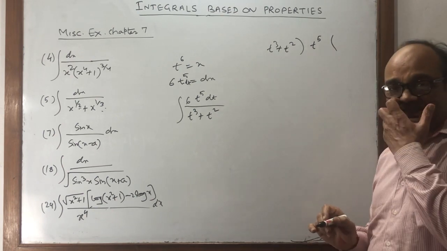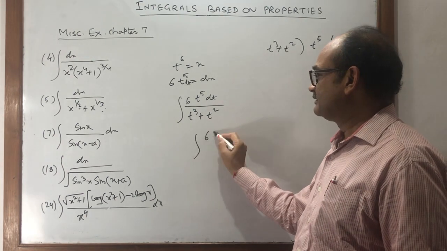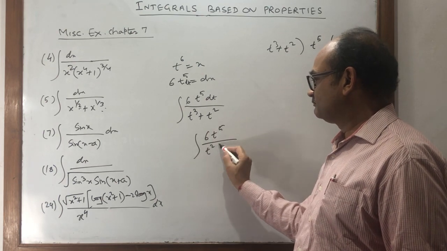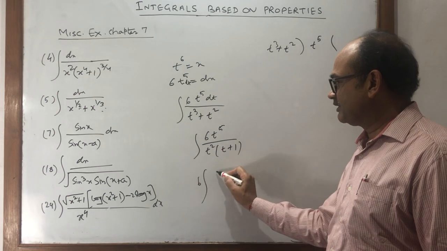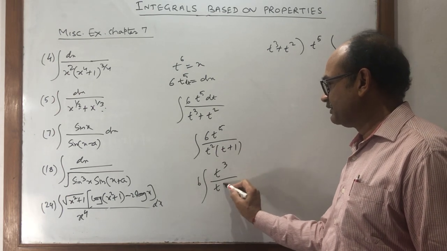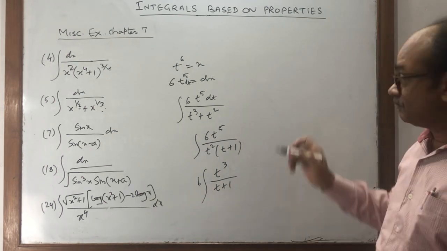Before that, what we see, that something is common. What is common? Common is t square. We'll make short. So t square cancel out. It will become t cube upon t plus 1. So now we have to divide only t cube by t plus 1.